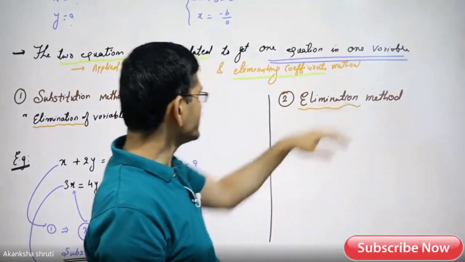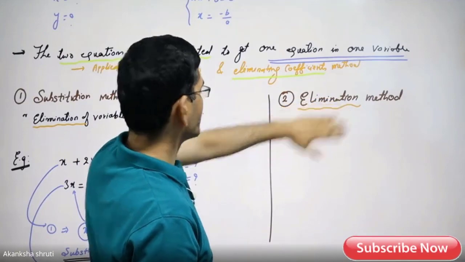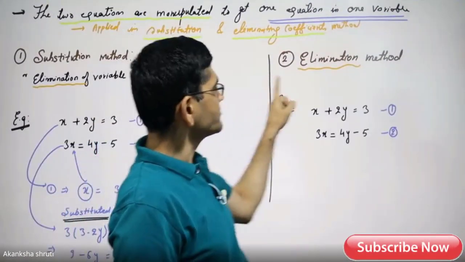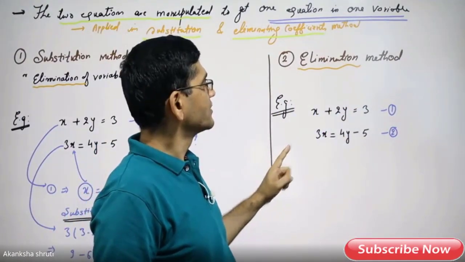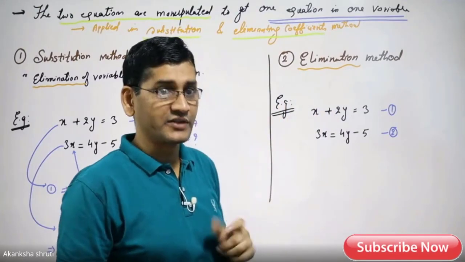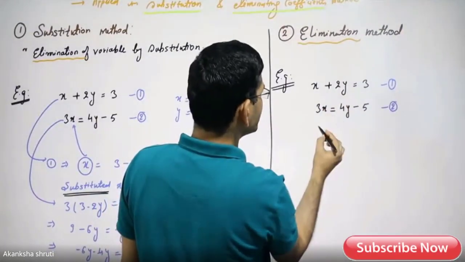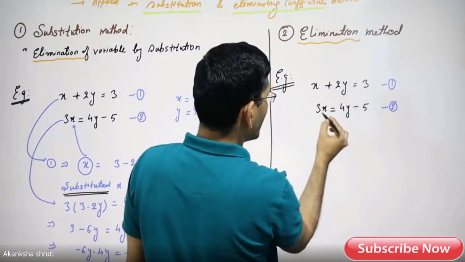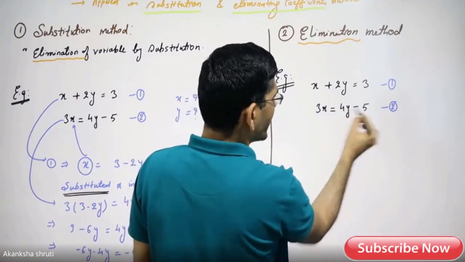So what could be the other way of eliminating or removing one variable? Let me take the same equations again. Let us come to method number 2, the elimination method. The name itself indicates we have to eliminate one of the variables. But how can I eliminate? One of you may think: equation 1 contains x plus 2y is equal to 3, and equation 2 contains 3x is equal to 4y minus 5.